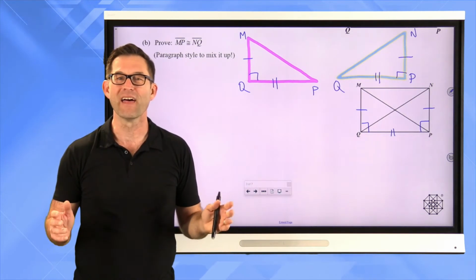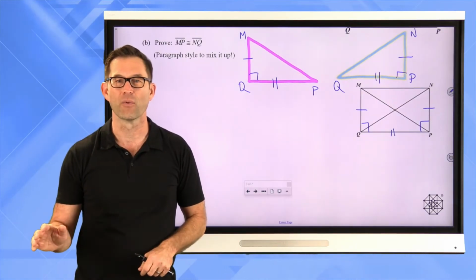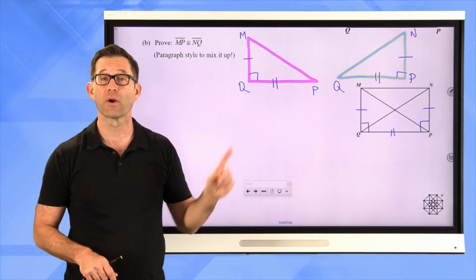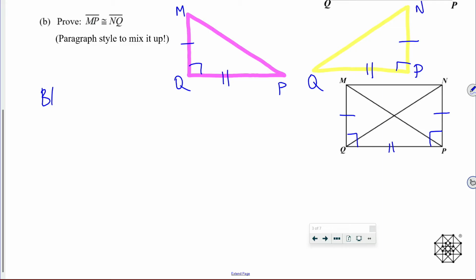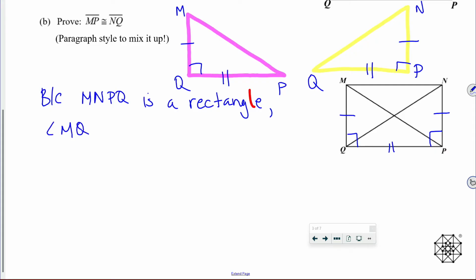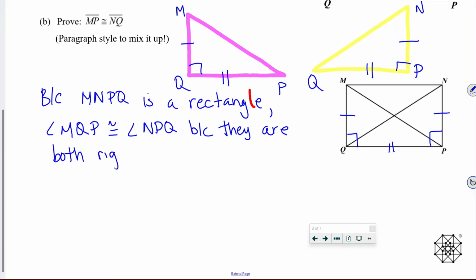I think we've probably used that principle in geometry more than any other one. So let's try to get it down. I'm going to write this in a paragraph style. So let's begin here. Because MNPQ is a rectangle, I'm going to say that angle MQP is congruent to angle NPQ because they are both right angles.